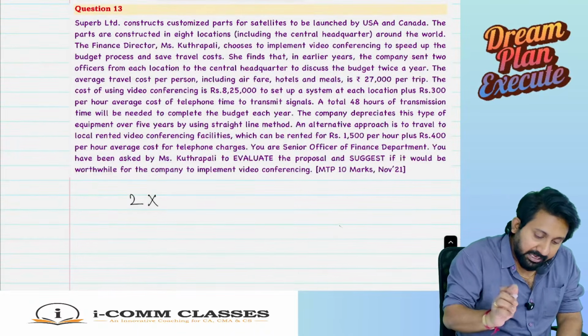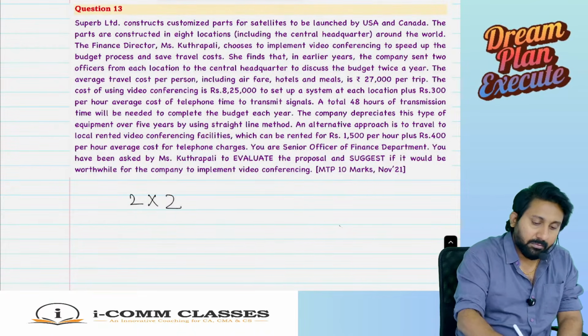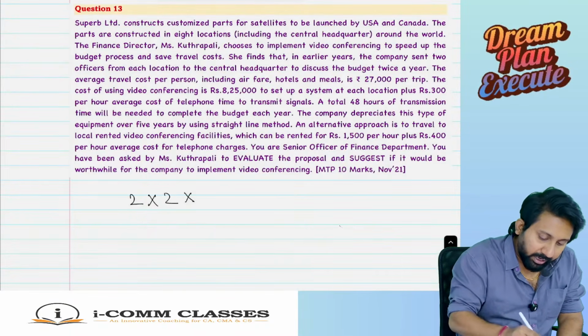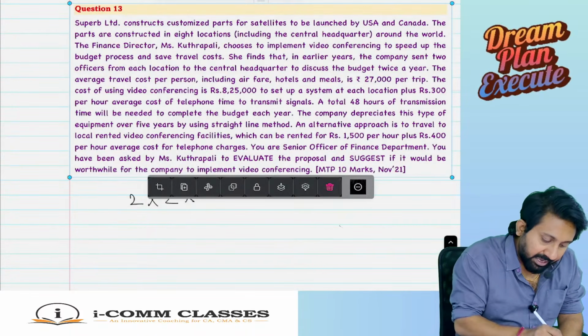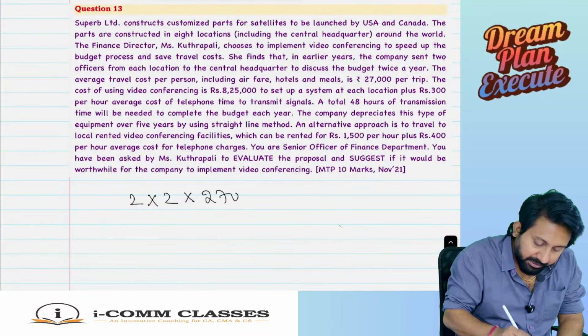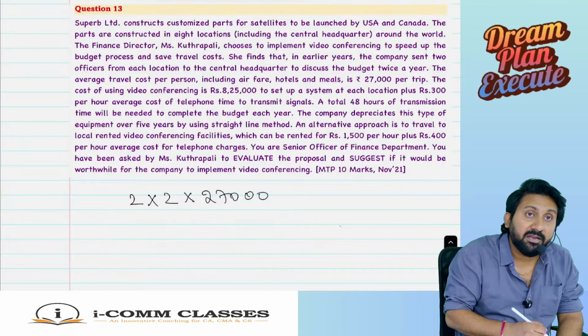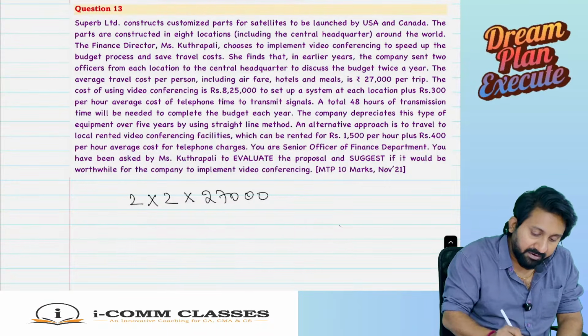Okay? Each person will go how many times in a year? Answer? 2 times. Next. The average travel cost per person, including airfare, hotel, meals, is how much per trip? 27,000. Up to here everyone understood clearly?